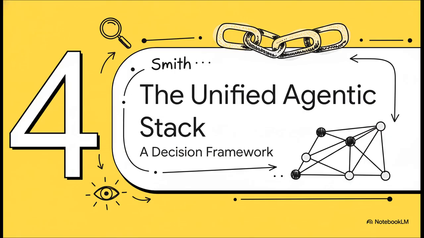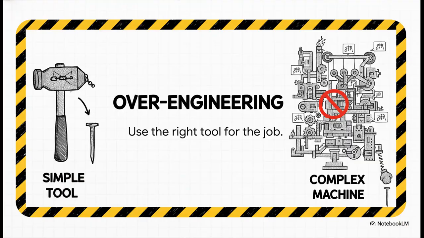Okay, so we've seen the three big pieces. Chain for the simple stuff, graph for the complex stuff, and Smith for seeing everything. Now let's put it all together into a clear, actionable framework for how you should actually build with this stack. But first, a quick warning. The single biggest mistake I see developers make is over-engineering. Seriously, just because you can build a wild, multi-agent graph doesn't mean you should. If your workflow is a straight line, adding LangGraph is just making your life harder for no reason.